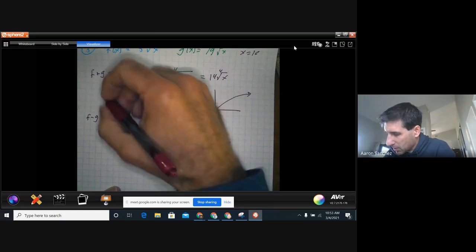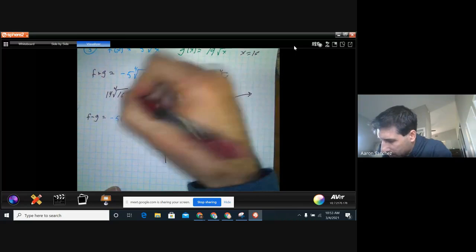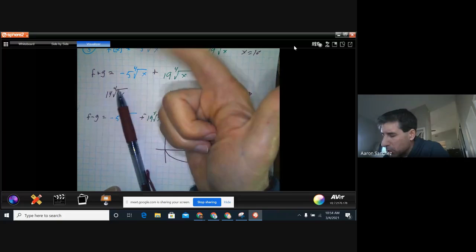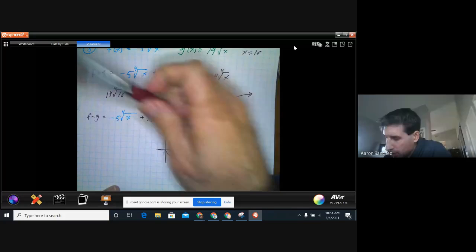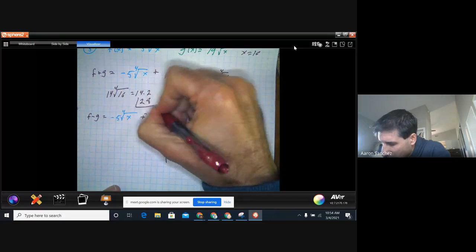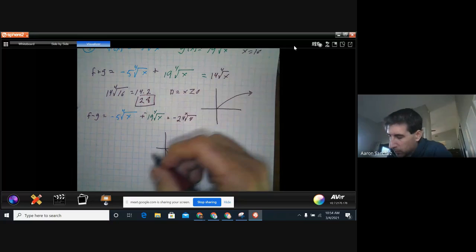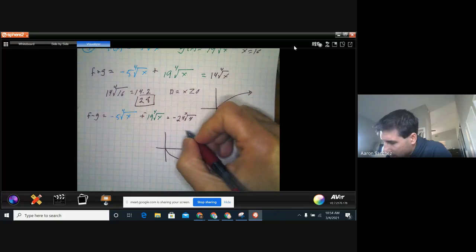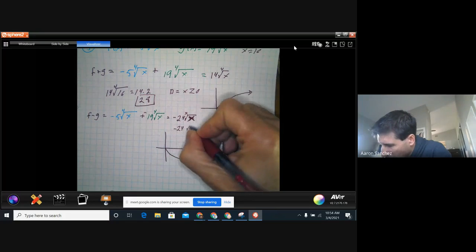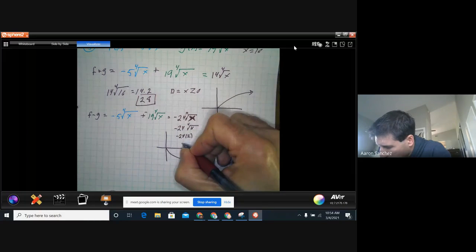X equals 16. So the 14 fourth root of 16. The fourth root of 16 is 2, is it not? 2 times 2 is 4, times 2 is 8, times 2 is 16. So it's going to be 14 times 2, which equals 28. That is x equals 16. And then this one would be, oh, this should be x, sorry. Negative 24, the fourth root of 16. So it'd be negative 24 times 2, which would be negative 48.